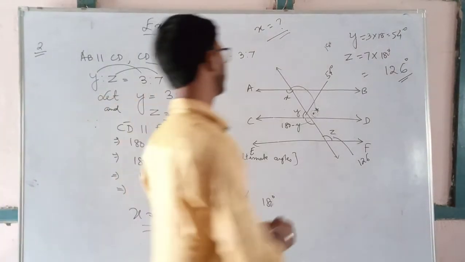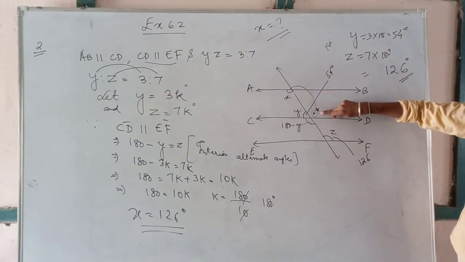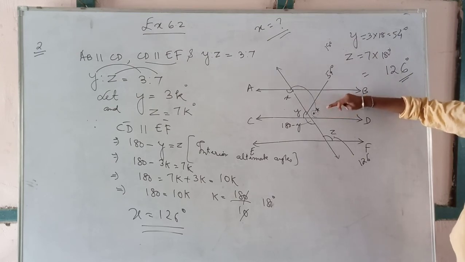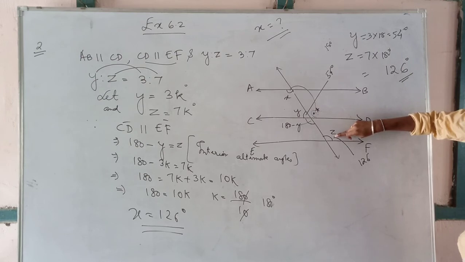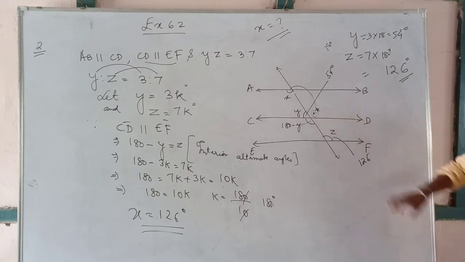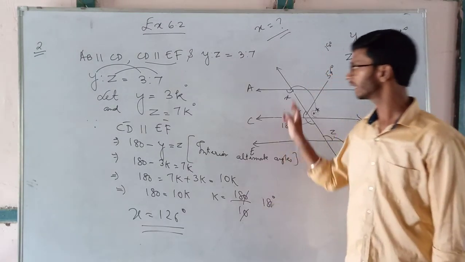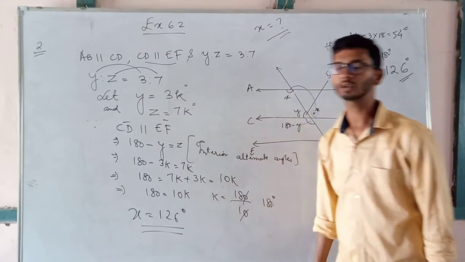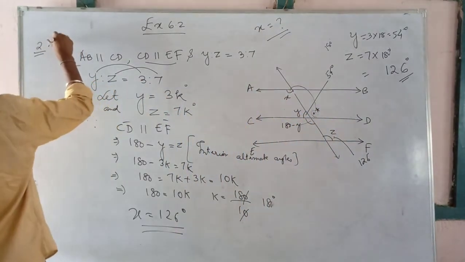I will repeat once more. This angle x is equal to this angle because it is interior alternate angles, and again this angle is equal to z. Reason is corresponding angles. Hence we can directly say that the value of x is 126. This question is important, you will practice it.